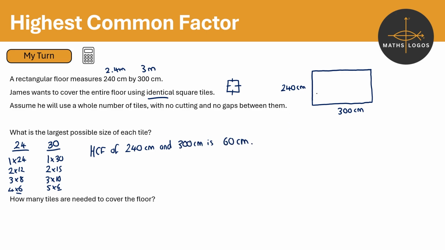What that means is if I make each tile 60 centimeters by 60 centimeters, I can divide it into that side and into that side with no remainder. So what's the largest size of each tile? Well, it would be a 60 centimeter by 60 centimeter tile.